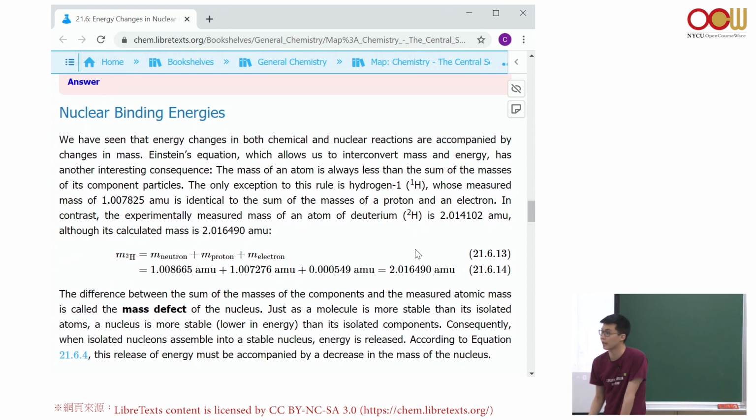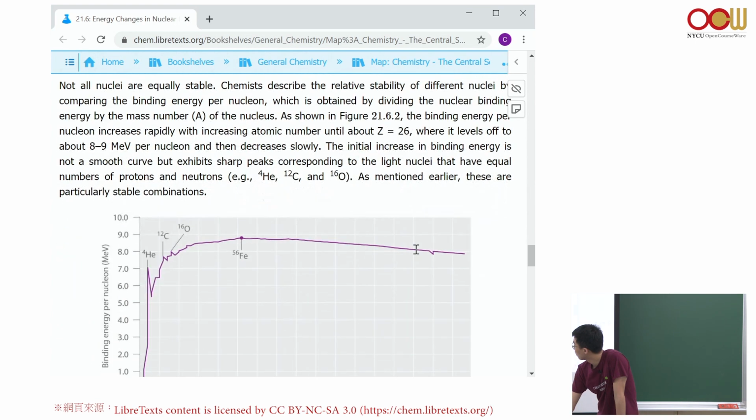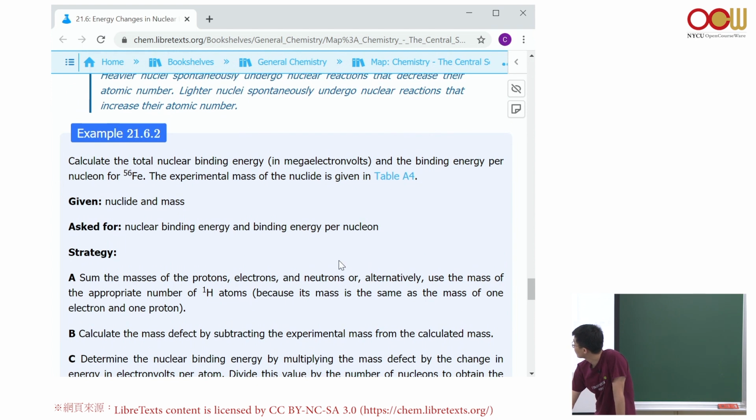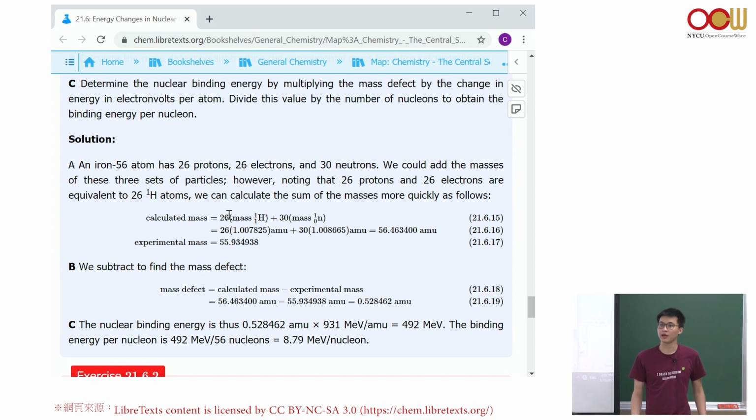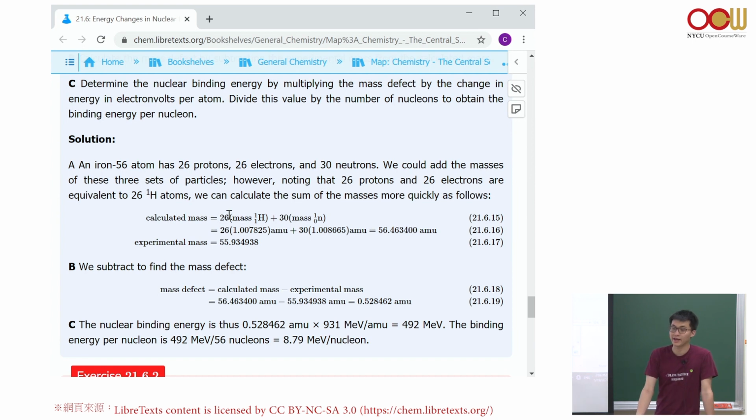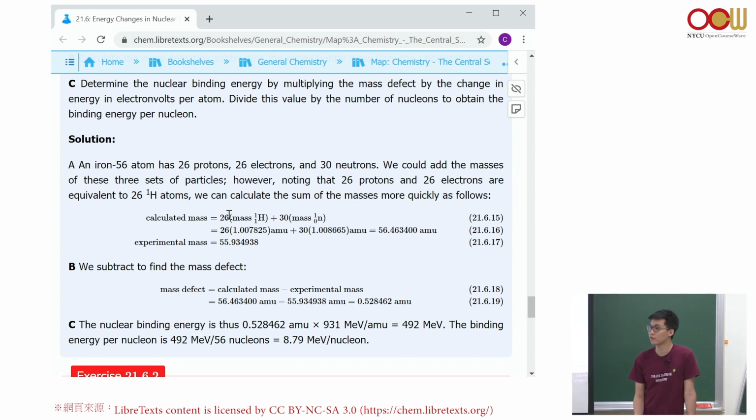So the binding energy is how strongly an atom or a nucleus can hold on to its components. If we run through the calculation, spend a minute looking at this example, then you can figure out the binding energy. You can do this calculation over and over for different isotopes and for different elements, and this is what we end up getting.